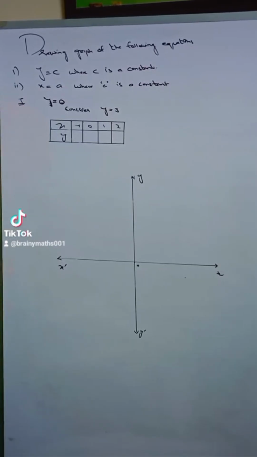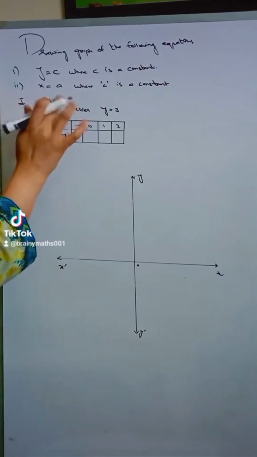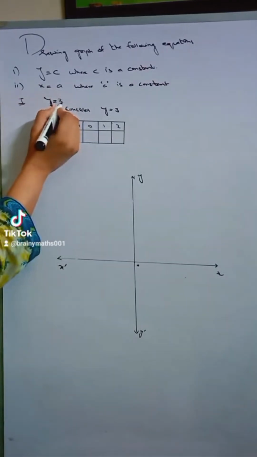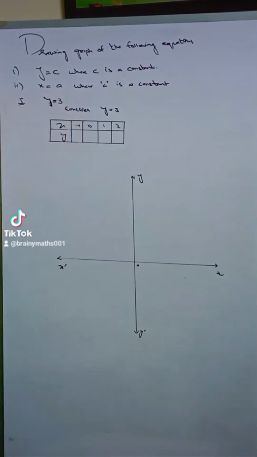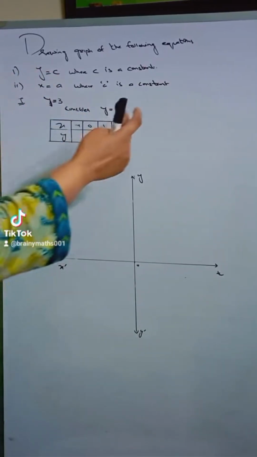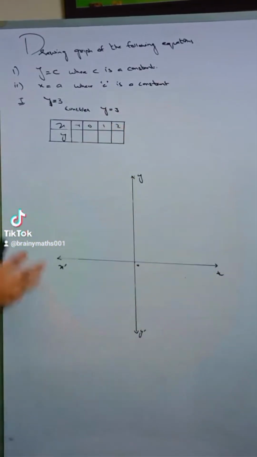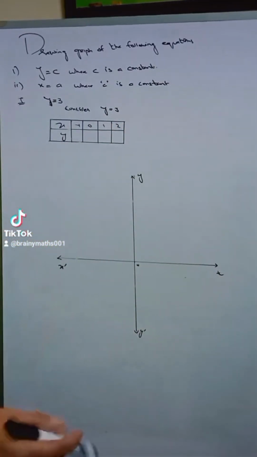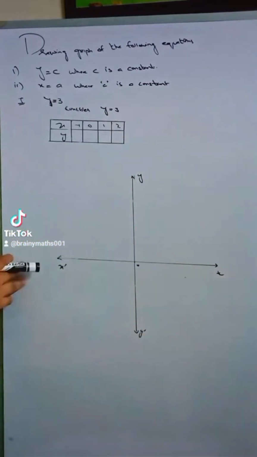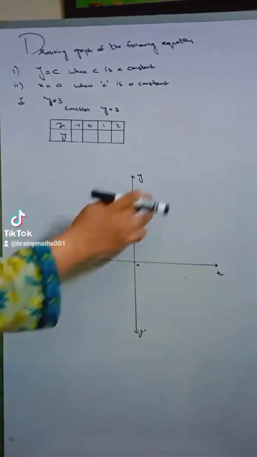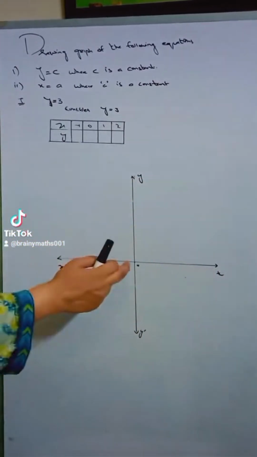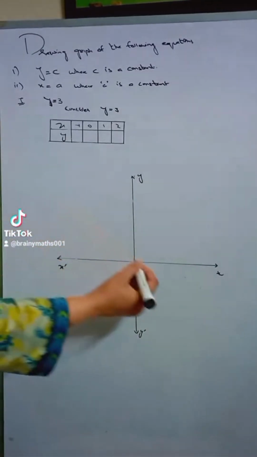Now, the question is, y equals c. Suppose I just replace c with 3. Consider y equals 3. Then how do we locate this point y equals 3 on the coordinate axis? So let's begin. I am just recalling for you: this is the Cartesian plane, X, X dash, Y, Y dash, and this center point is called the origin, O.